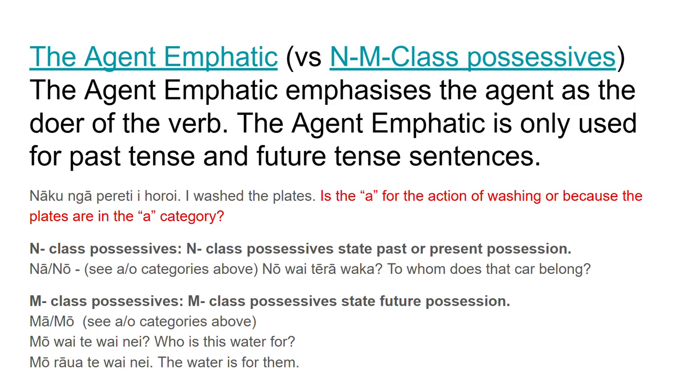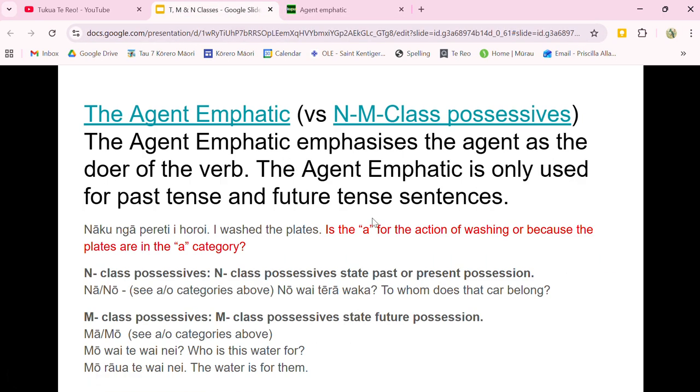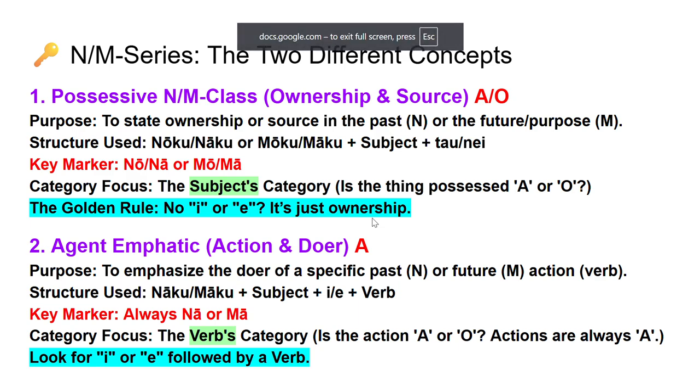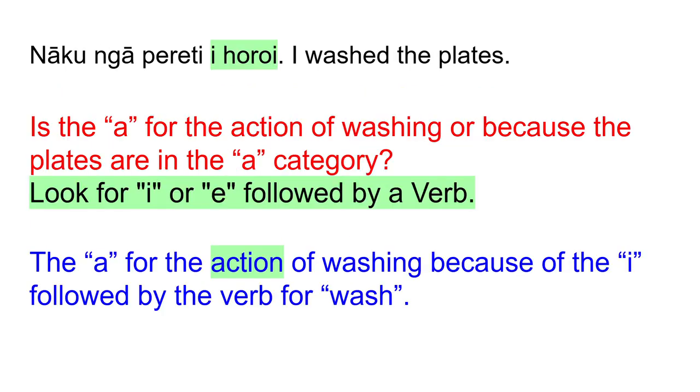Okay. And then I started looking at, if you click on these, you actually do go to the right place, by the way. So we're looking at these two. And then I was back to the AI and came up with the two different concepts in a clearer way, hopefully. The possessive N and M class is ownership and source. So the golden rule here is there's no e or i in the sentence. There is no, if you like, verb. But the agent emphatic is always the A because there's always a verb involved. So we've got to look for that e or i following the na or ma. Now, of course, ma is for the future, so it'll be e, because na is for the past, so it has to be i, I'm thinking.